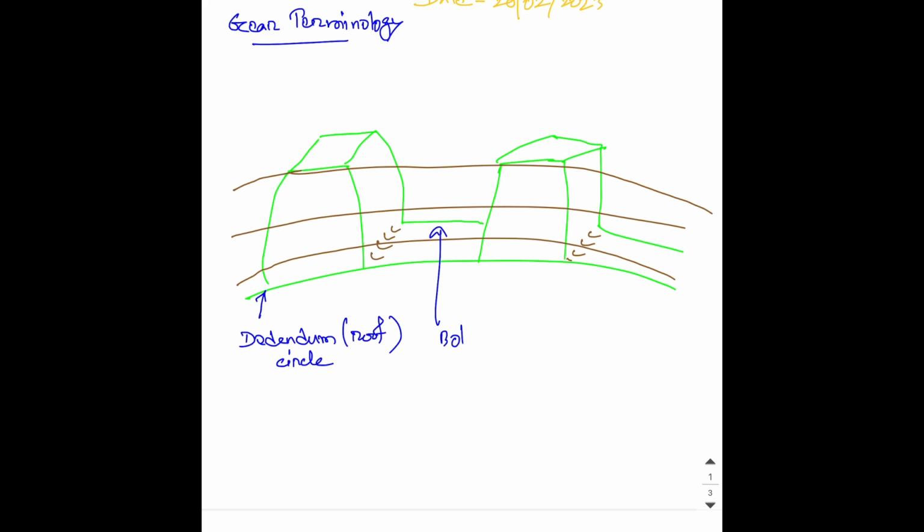Then this portion is known as bottom land, and this upper portion is known as top land. Okay. And this portion is known as face and flank. This portion is known as clearance. This portion is known as dedendum.